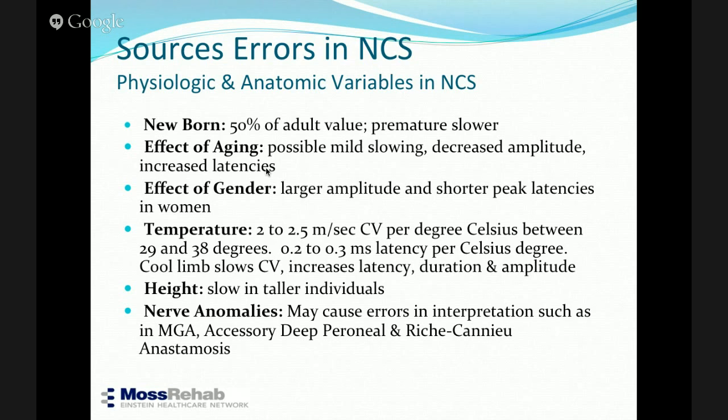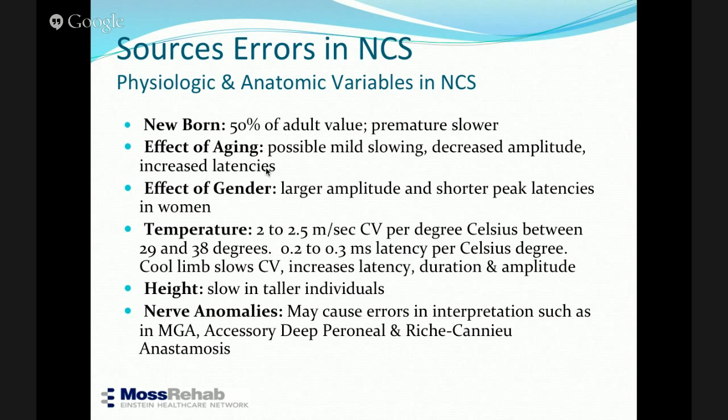Effect of aging: there's mild slowing, decreased amplitude, increased latency. Effect of gender: women generally have larger amplitude and shorter peak latencies because their skin is thinner, they could be slender, and the density of the nerve fibers may be a little bit more, so you could have larger amplitude in them.